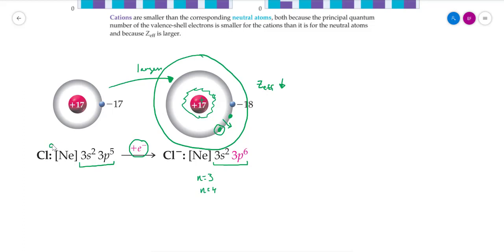Z effective, remember, is essentially this charge. So this electron out here isn't actually feeling a positive 17 charge, it's feeling some fraction of that based on how many electrons are in its path between it and the nucleus. So it's the Z effective that causes the slight swelling of anions when they are created relative to their atomic counterpart.